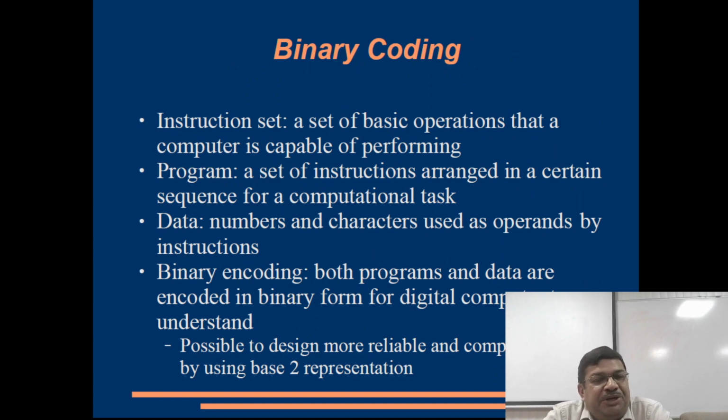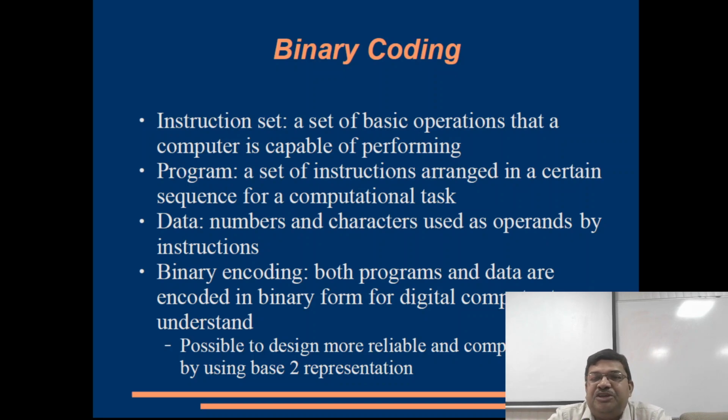Right? So binary coding. An instruction set is a set of basic operations that a computer is capable of performing. And different processors have their own instruction sets. Therefore, compilers are designed to produce code for a particular class of processors which follow a certain instruction set. A program compiled for a particular class of processors will not execute correctly on other classes of processors, right?